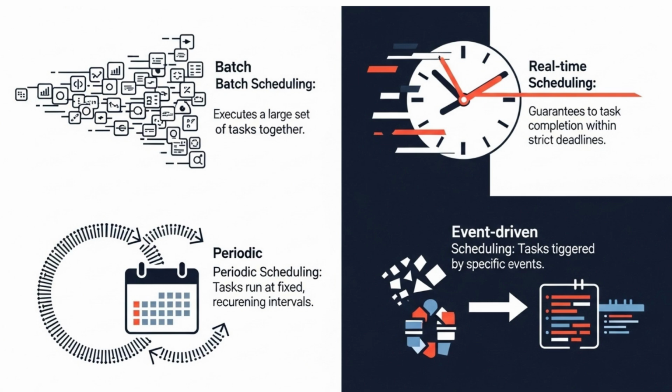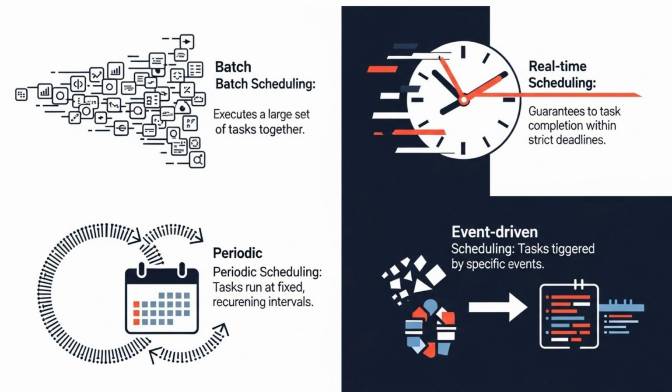Finally, there's event-driven scheduling. In this model, tasks aren't tied to a specific time or a batch. Instead, they are triggered by specific events. For example, when a new user signs up, an event fires, triggering a task to send a welcome email. This approach is highly reactive and often used in microservices architectures. Each has its strengths and weaknesses, and often a complex system will utilize a combination of these approaches.